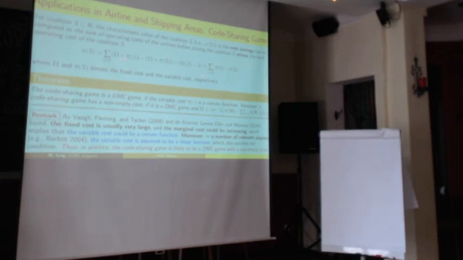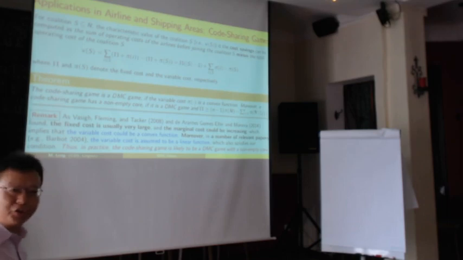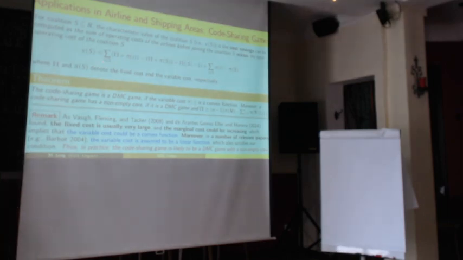Each airline company has a fixed cost and a variable cost. So we have this one. Now, before cooperation, each company delivers the service individually. So the sum of their cost is here. But after cooperation with the code sharing scheme, they have this total cost. The difference is the cost savings.